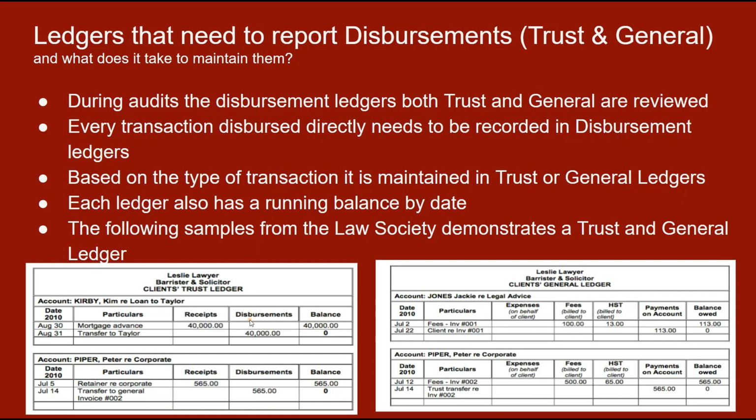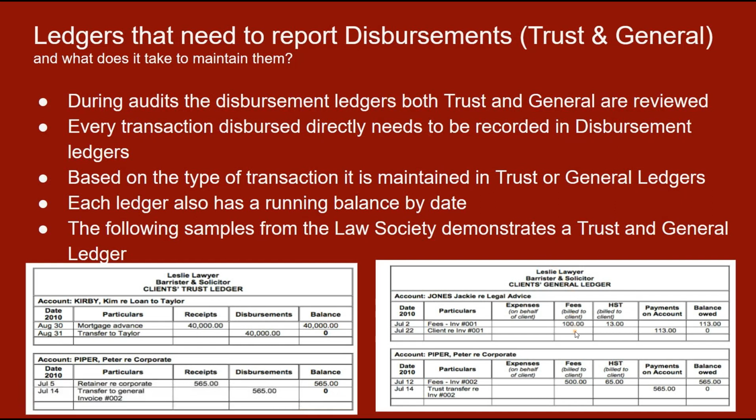And this is, of course, an example. At the end of this webinar, we do have another 20-25 minutes left, and I will walk you through a typical Disbursement Ledger using uLaw as an example of a legal accounting system. But if I draw your attention to this trust ledger, you're going to see for Kim Kirby, on August 30th, a receipt of $40,000, and then a disbursement that was transferred to Taylor for that $40,000, leaving the balance at zero. There was a retainer received of $565 for another client, Peter Piper, and that was then transferred over through that invoice.